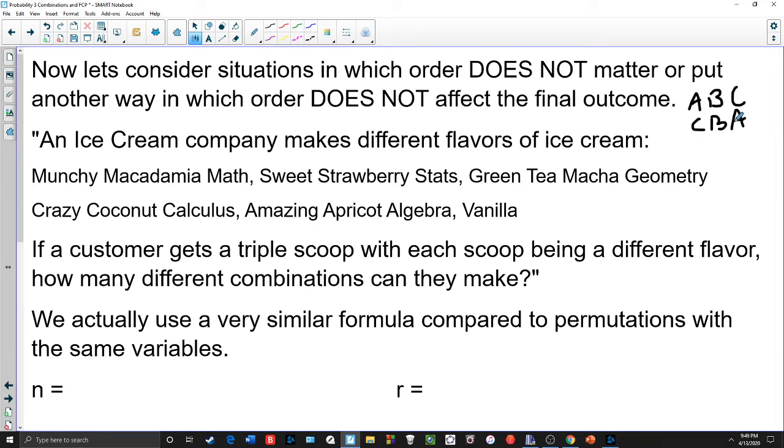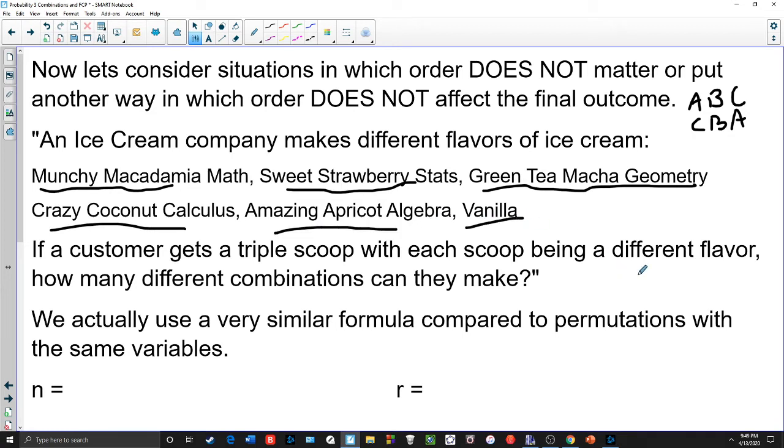So we have an ice cream company that sells these different flavors of ice cream. So we have 1, 2, 3, 4, 5, 6 different flavors of ice cream. A customer gets a triple scoop, with each scoop being a different flavor, so they don't double up on the category. How many different combinations can they make?